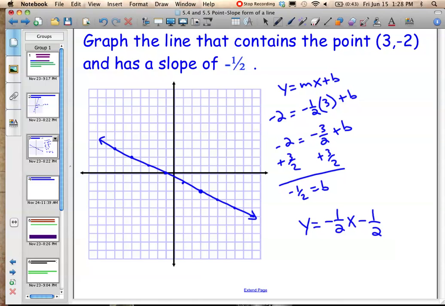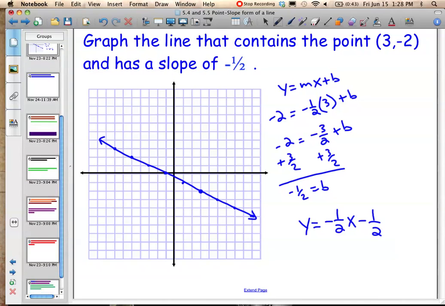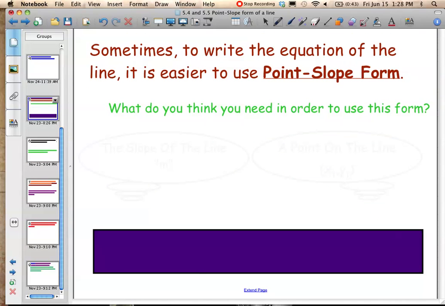Yuck. What a miserable, miserable equation. And it could get worse. I mean, 1/2's not bad. What if it was 1/5 and 5/7? Oh my goodness, horrible. How would you even graph that? Ugh, the horror. So there's got to be a better way. What do you think? Let's see.